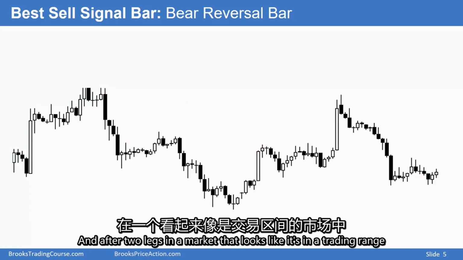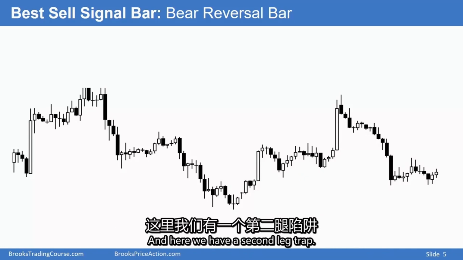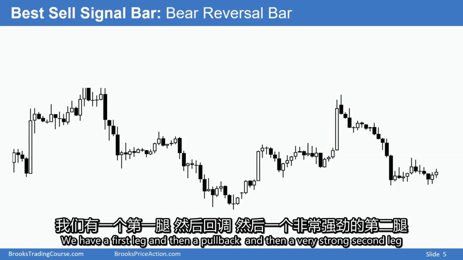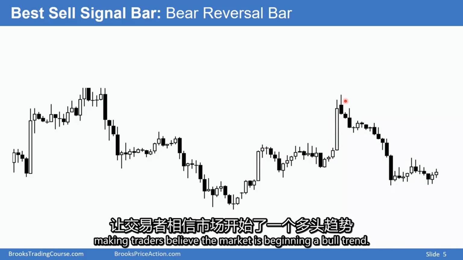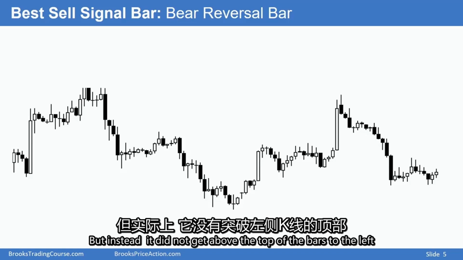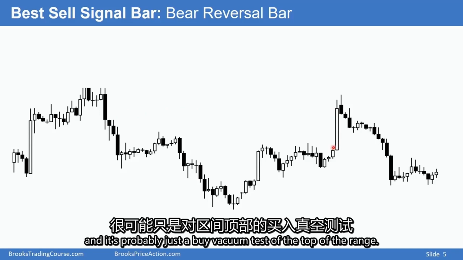And after 2 legs in a market that looks like it's in a trading range, traders start looking for reversals. And here we have a second leg trap. We have a first leg and then a pullback, and then a very strong second leg, making traders believe the market is beginning a bull trend. But instead, it did not get above the top of the bars to the left, and it's probably just a buy vacuum test of the top of the range.